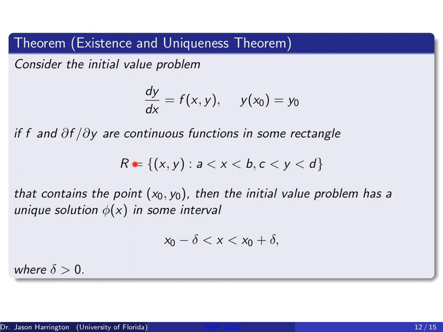And all this rectangular point means is just that basically, if I look at it, I'm going to start off here at some point. I'm going to have x naught comma y naught. And I want to basically build a rectangle around that point, and I want to just make sure the function is nice and continuous and that the function is differentiable with respect to y near that interval. So let's take a look at some examples here.